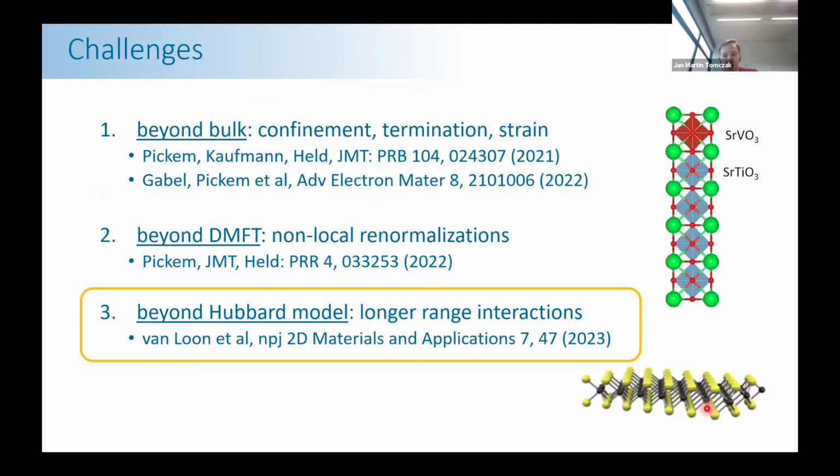All right, with that, I'm coming already to the last part of my talk, and that is going beyond the Hubbard model, so changing basically the Hamiltonian. Before, in parts 1 and 2, we always looked at the glorified multi-orbital Hubbard model with some realistic hoppings, etc., but always local interaction. And here we're going to need something better.